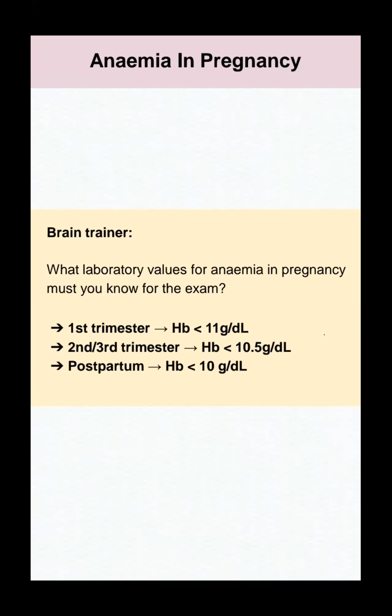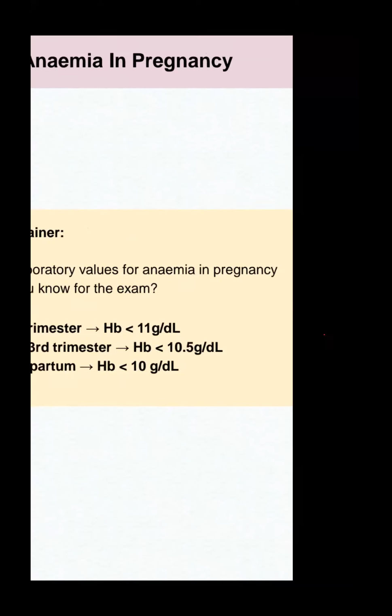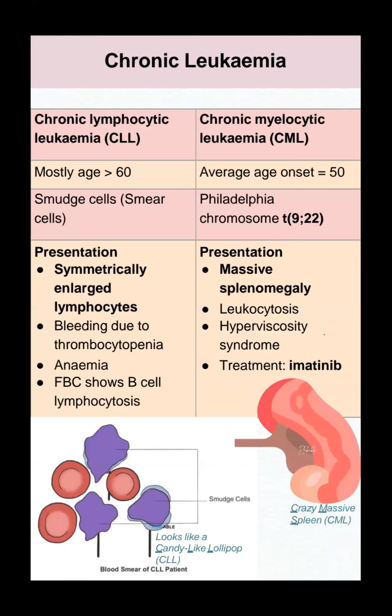Anemia in pregnancy: first trimester acceptable is 11, second trimester acceptable is 10, and postpartum acceptable is below 10. CML and CLL: CLL will be more than 60, with enlarged lymphocytes, bleeding due to thrombocytopenia, anemia, and FBC showing B cell lymphocytes. CML is only 50, with the Philadelphia chromosome 9;22, and in CLL there will be smudge cells. In CML there will be massive splenomegaly, leukocytosis, hyperviscosity syndrome, and the treatment is imatinib. So remember CML, CLL, a high yield exam point.